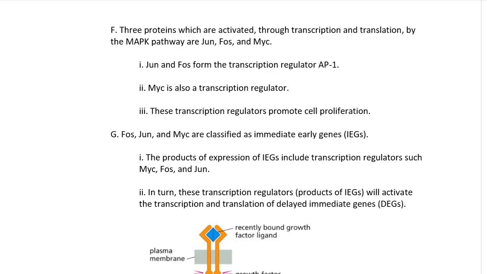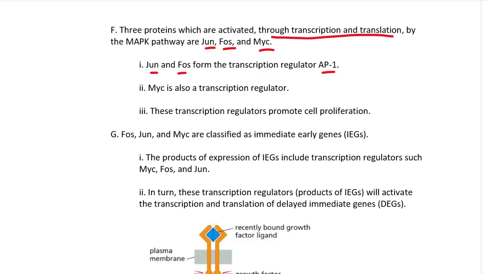Three proteins which are activated through transcription and translation, this is gene expression right here, by the MAP kinase pathway are Jun, FOS, and MYC. Jun and FOS form the transcription regulator AP1. If you remember from the first part of this section, transcription regulators can be formed by dimerization.